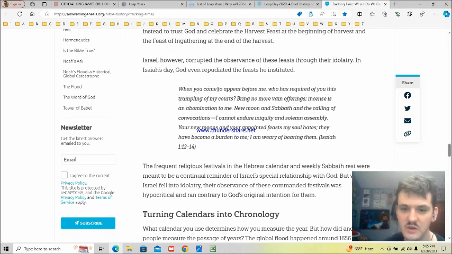It says, "When you come to appear before me, who requires this trampling of my courts? Bring no more vain offerings; incense is an abomination to me. New moon and Sabbath and the calling of convocations, I cannot endure iniquity with solemn assembly. Your new moons and your appointed feasts my soul hates. They have become a burden to me, and I am weary of bearing them." Isaiah chapter 1, verses 12 to 14.